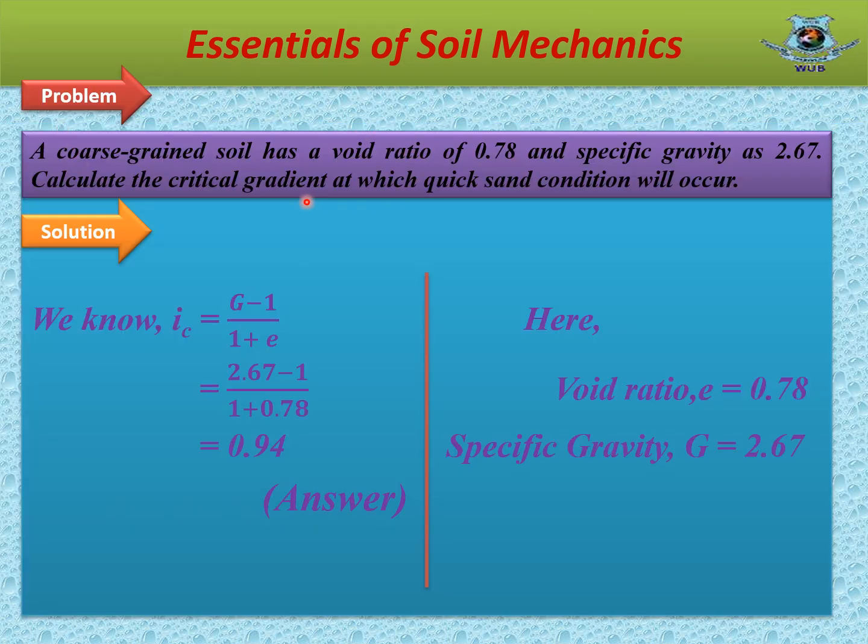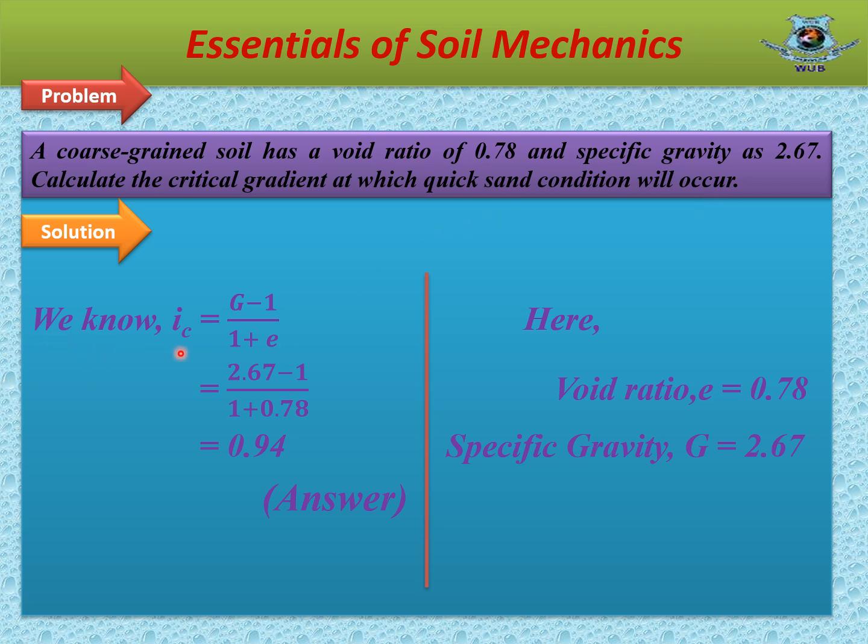Here is a problem. Let's read the question first. A coarse-grained soil has a void ratio of 0.78 and specific gravity of 2.67. That means E equal to 0.78 and G equal to 2.67. Calculate the critical gradient at which quicksand condition will occur. That means we have to calculate Ic.